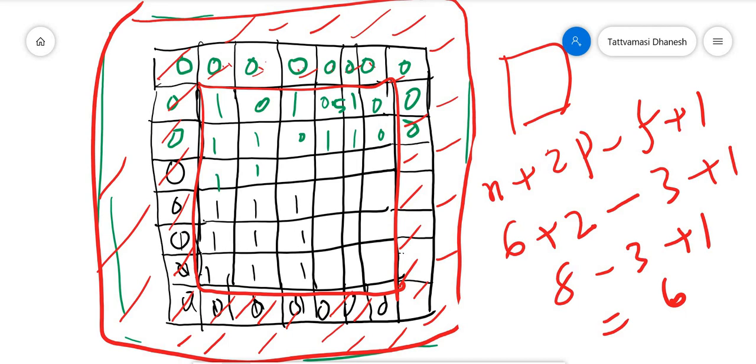So here the image size without padding, I told you, is 6 by 6. It is a 6 by 6 matrix. After applying a padding of 1, I am getting an image of the same size, that is 6 by 6. So by using the padding and this formula, this is the advantage of padding.